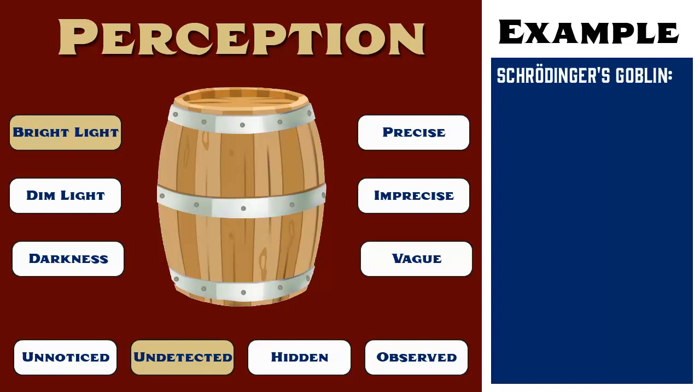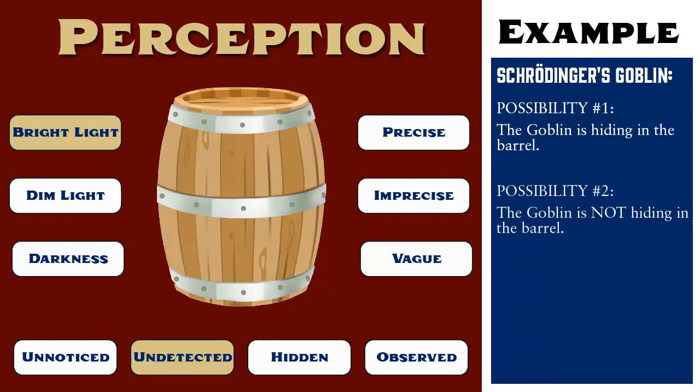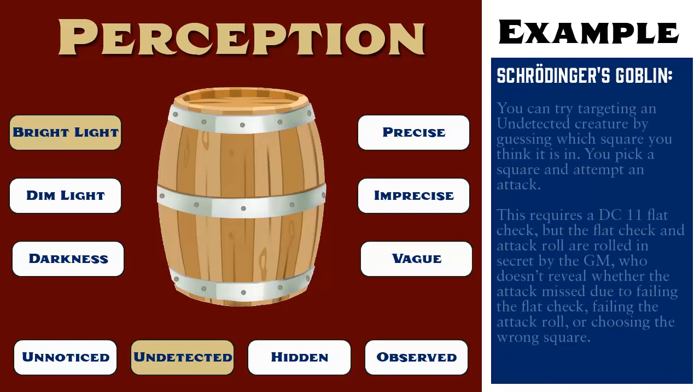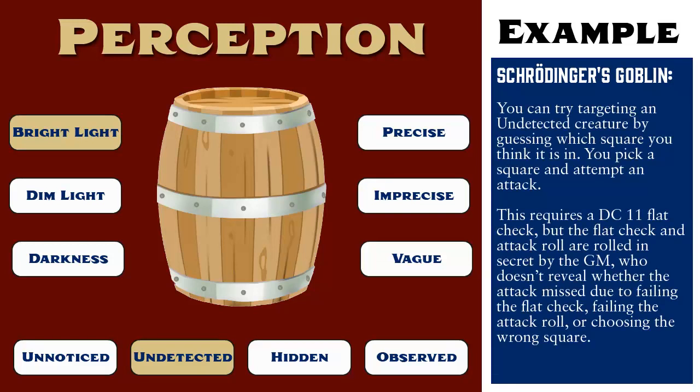There are only two possible realities here. Either the goblin is hiding in the barrel, or the goblin is not hiding in the barrel. And you don't know which of those possibilities is correct because you can't see what's inside the barrel. By running your sword through the barrel, you're not attacking a goblin. Instead, you are attacking the space that you believe the goblin is in.